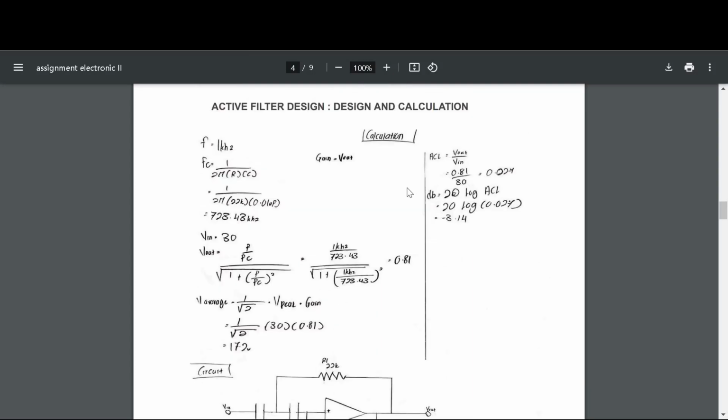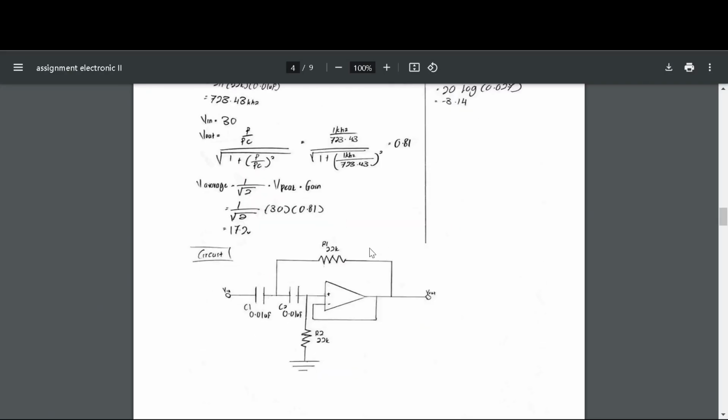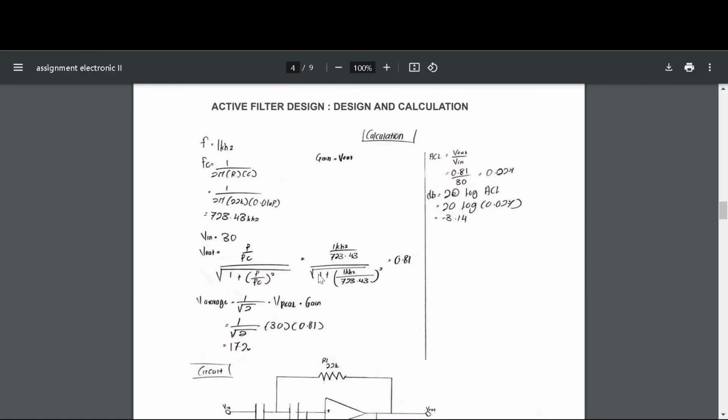Greetings to madam. My name is Aswadas Biman Harun. You can see here, I'm going to talk about our design and calculation for the active filter design. For the frequency, we set it here at 1 kilohertz, and for our resistor and capacitor, the resistor we set to 22k, and for the capacitor is 0.01 microfarad.